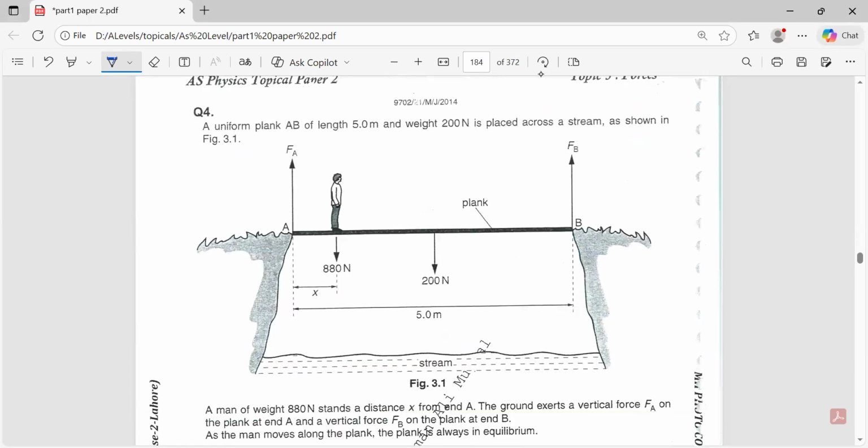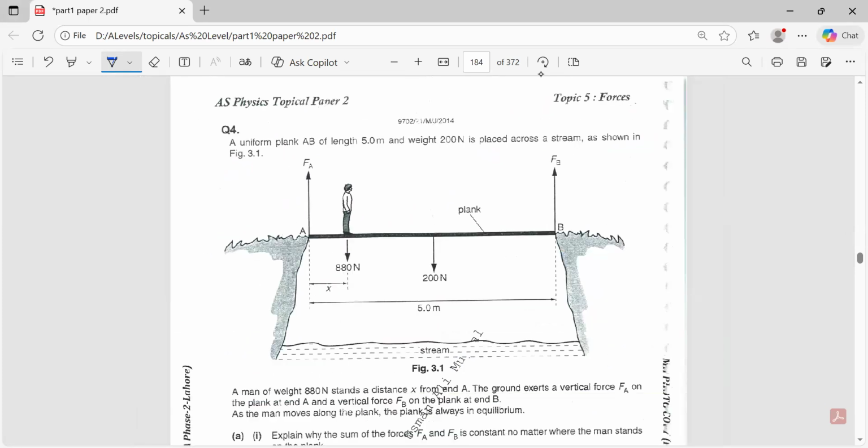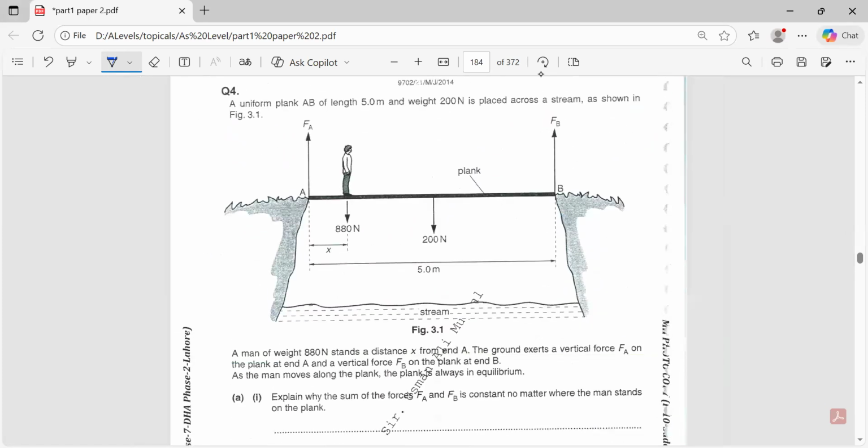This is question number 4, right? So come to question number 4. Question number 4 says that there is a uniform plank AB. It is a uniform plank, which means its center of gravity, as we discussed in the class, will be acting at its center. So if this whole length is 5 meters, and it is acting at the center, where is its weight acting? It means it is acting at 2.5 meters.